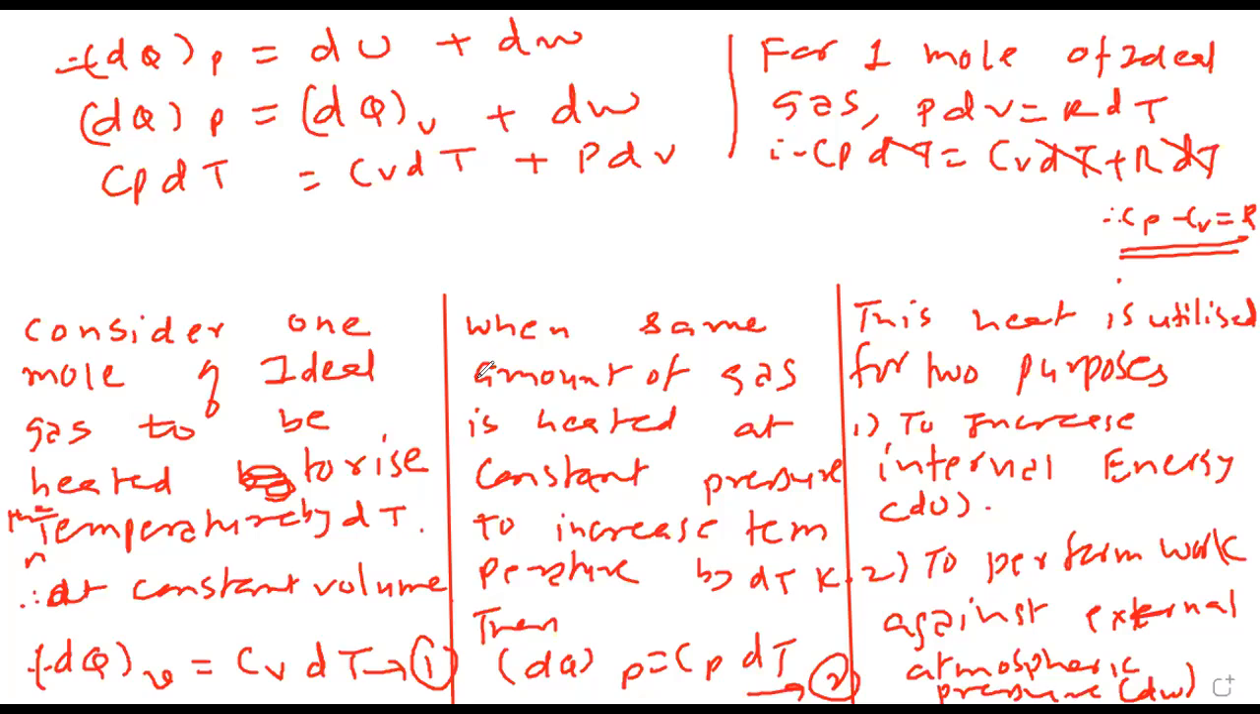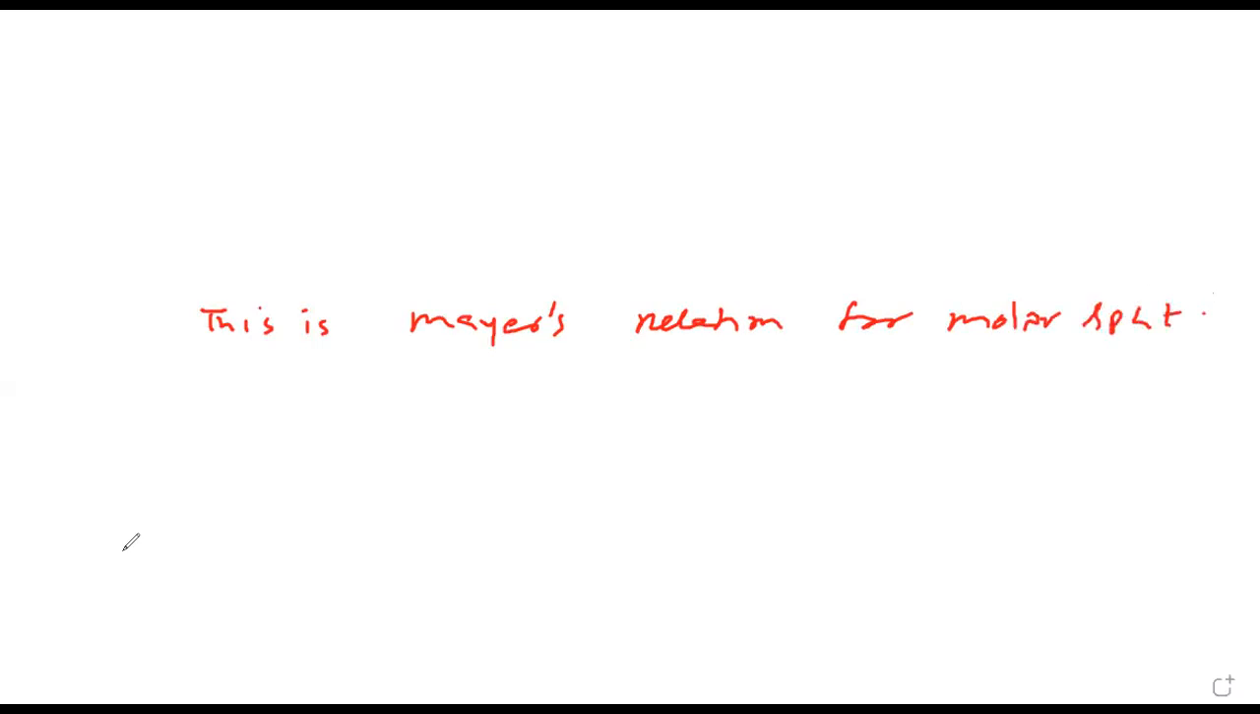So Cp minus Cv equal to R. Can I clear this on the screen? Right. This is Mayer's relation. This is Mayer's relation for molar specific heat.